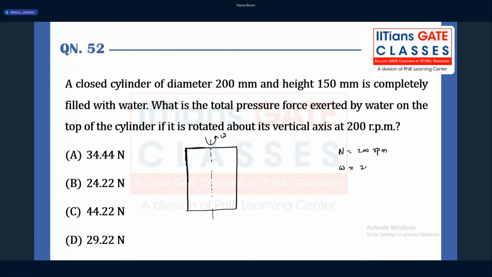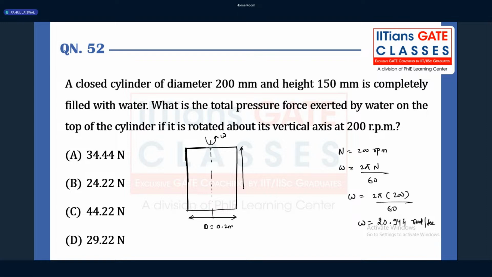Very quickly, we can calculate omega as 2 pi N by 60. So omega will be 2 pi into 200 divided by 60. So we are going to get approximately 20.944 radian per second. Once we have omega, what is the next thing we need to take into account? That is the diameter. What diameter have they given? The diameter is given as 0.2 meter.